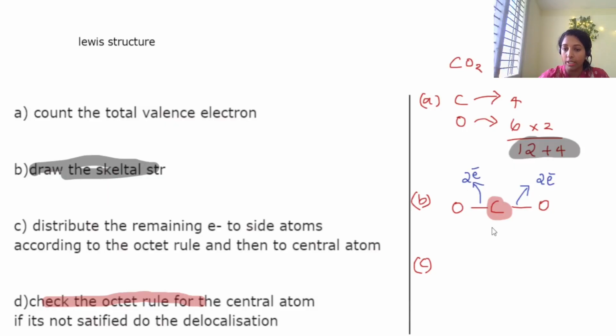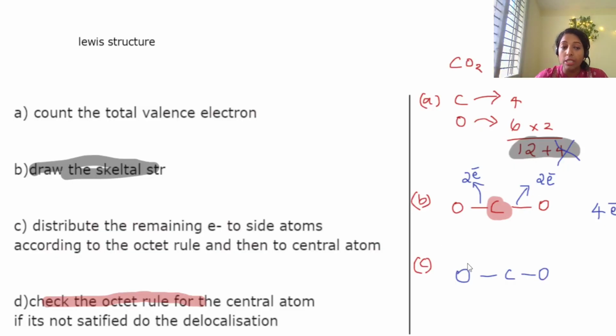Two electrons are shared, right? So each line represents two electrons. Totally, four electrons are already used, so you can cut these four electrons from the total. Now distribute the remaining electrons. The remaining electrons are 12. So 12 electrons are remaining. How do we arrange them?